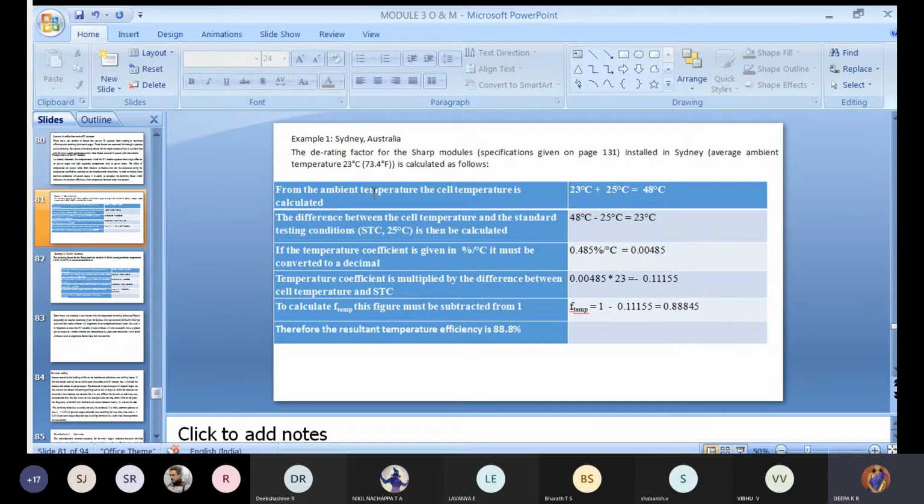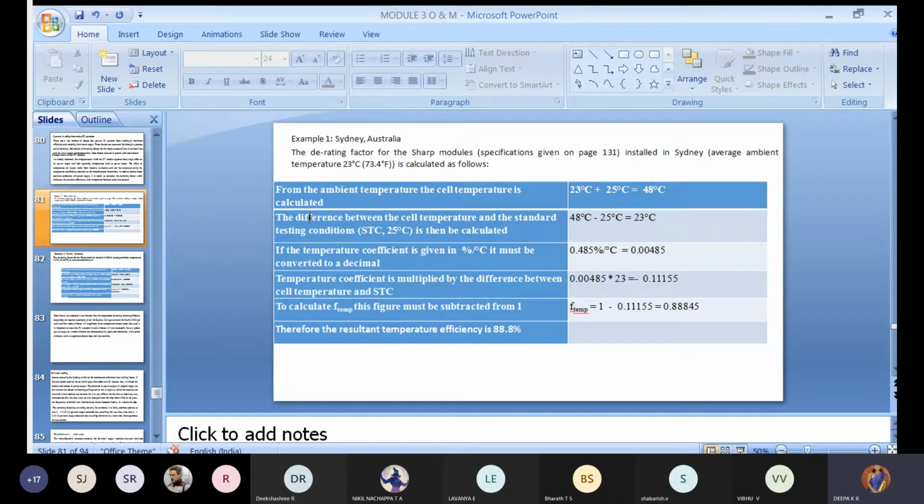So let's see the first one. From the ambient temperature, the cell temperature is calculated. What is that? They have given it as 23 degrees for our cell temperature, and our standard condition is 25 degrees Celsius. If you do the summation of this, you're going to get 48 degrees. But whenever we do the calculation, we determine the actual difference, how much the temperature varies from the standard temperature, because we know 25 is the standard, and out of that, what exactly is the difference.